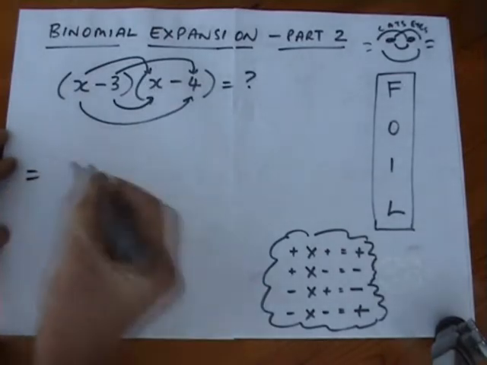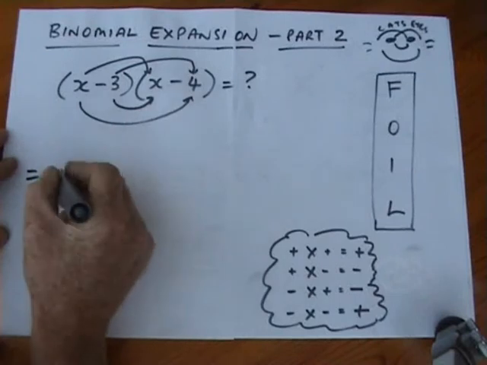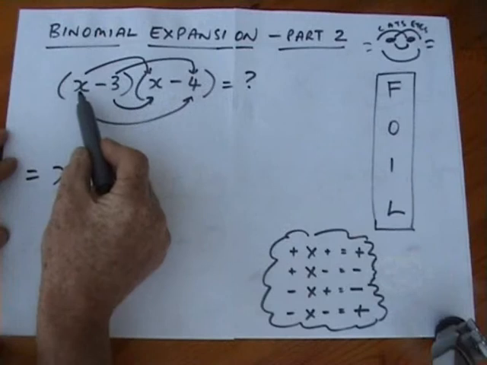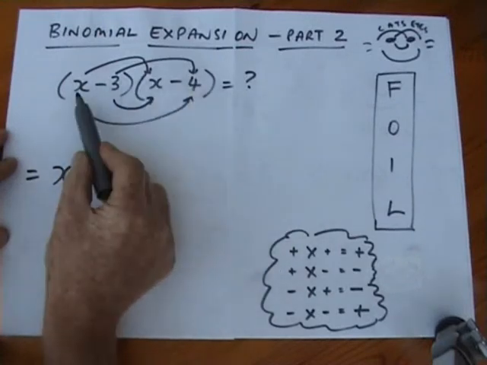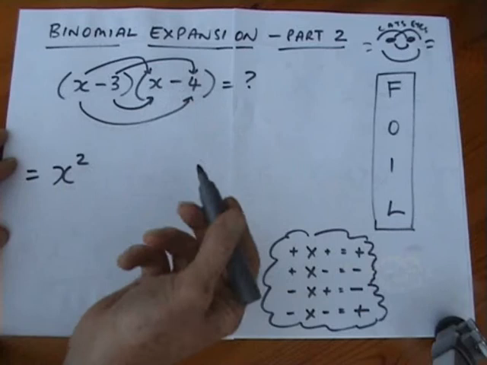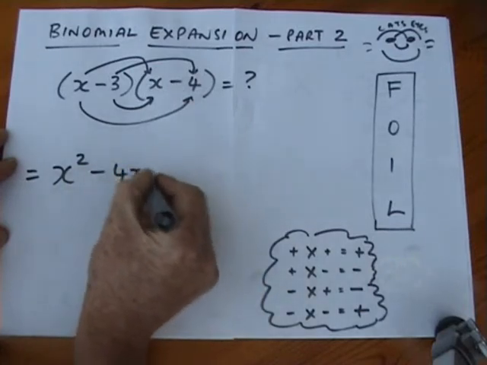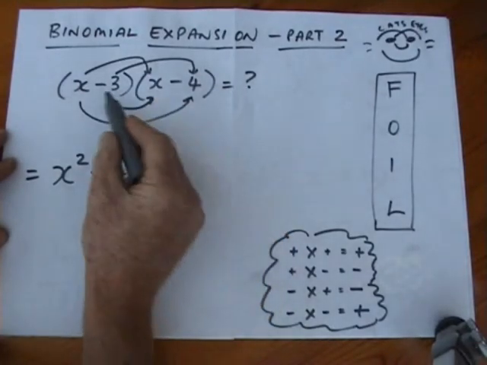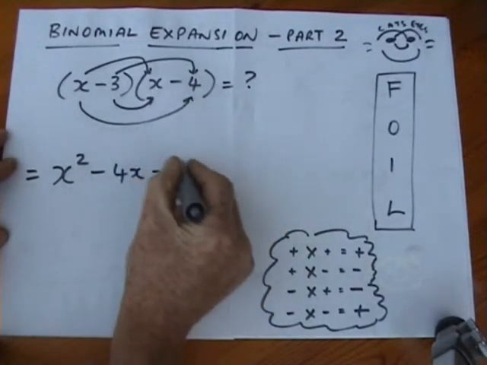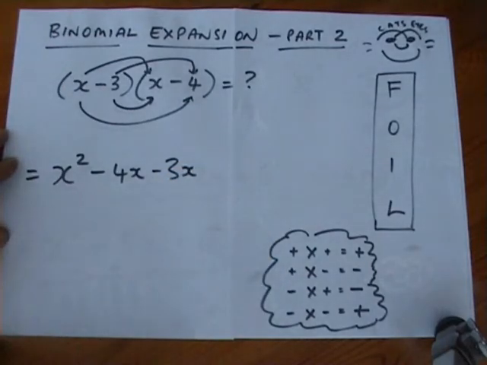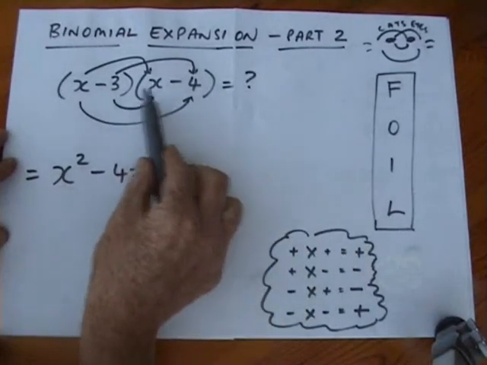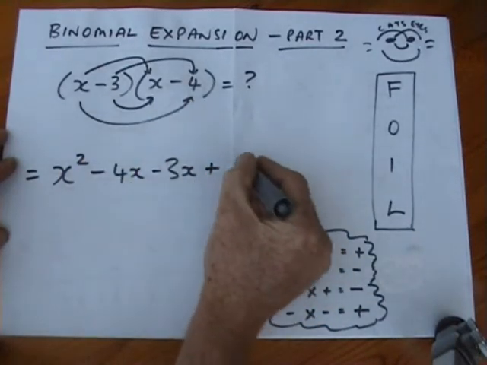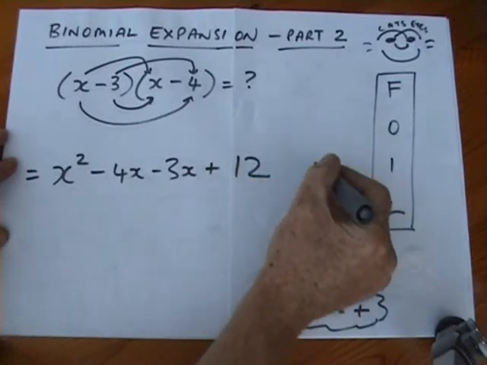So here we go. Let's do the first times the first, the x times the x, which is an x squared. Do the outside terms, and this is an x times a negative 4, so it's a positive times a negative, and that must give me a negative, minus 4x. I'll now do the inside, which is negative 3 times x, again a negative times a positive, gives me minus 3x, and then L for the last, negative 3 times negative 4, so negative times a negative, and that must give me a positive, and gives me positive 12.